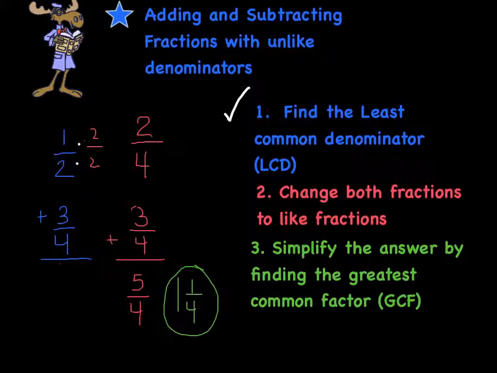So I'm going to change 1/2 to 2/4. How do I do that? I multiply 1/2 by 2 over 2. I'm going to multiply 2 by 2 and get 4, and I'm going to multiply 1 times 2 and get 2. And now I can add these fractions together because they have common denominators. 2 plus 3 is 5, and the denominator stays the same, 4, and I have 5/4.